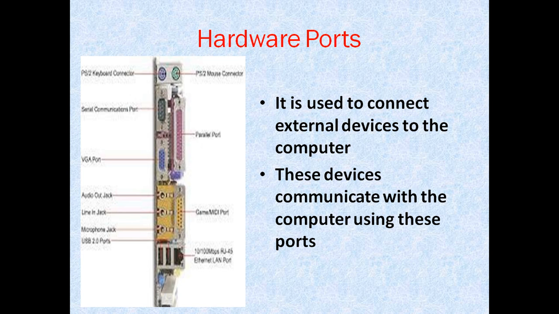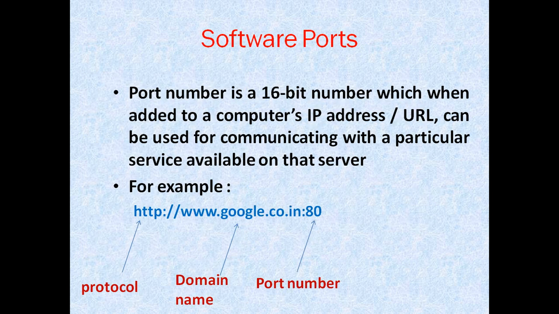Coming to hardware ports, this is how it looks like. Various pins are there. It is used to connect external devices to the computer, and these devices communicate with the computer using these ports. Next is software port. It is used to connect a client computer to a server to access its services like HTTP, FTP, which is file transfer protocol, and SMTP, etc.